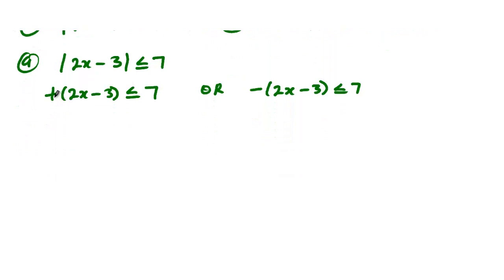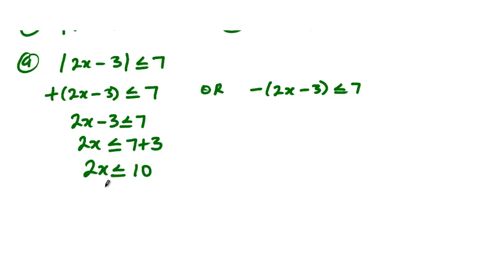So these are the two possible solutions that will make this true. Now, if you use plus to open this bracket, it will still give you 2x minus 3 is less than or equal to 7. Then 2x is less than or equal to 7 plus 3, because if 3 comes here, it becomes plus 3. So 2x is less than or equal to 10. Then x is less than or equal to 10 divided by 2.